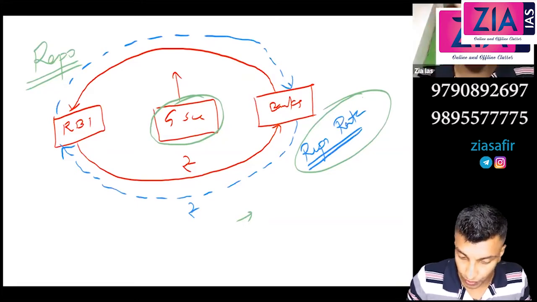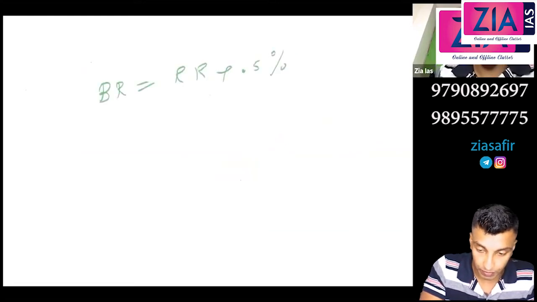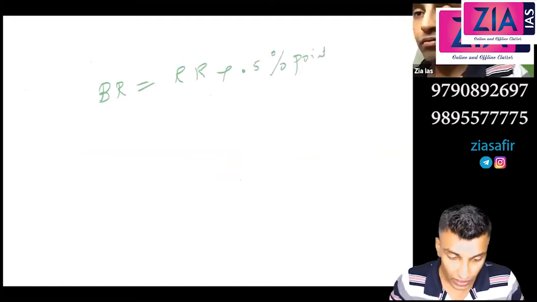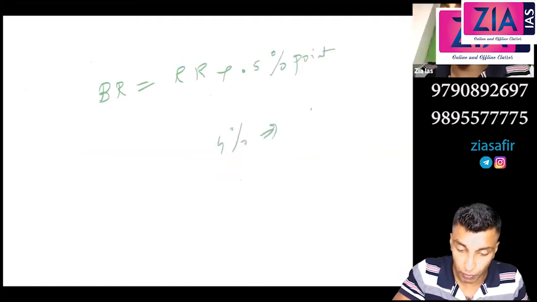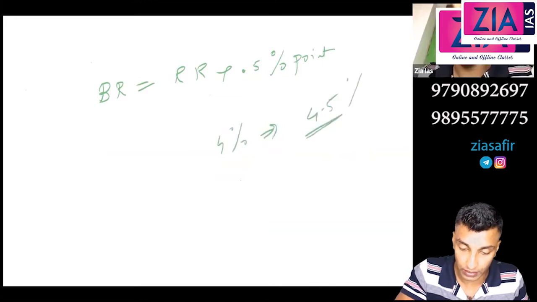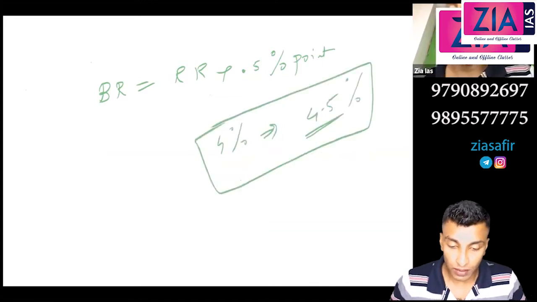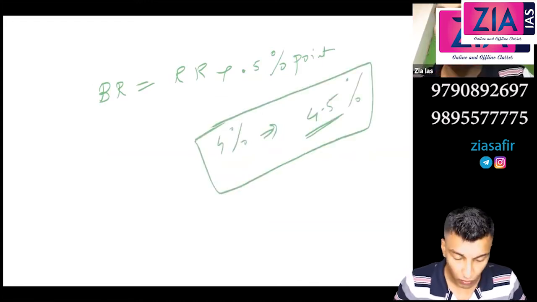So repo rate will be fixed. Let's say repo rate is fixed. What is the bank rate? Bank rate will be higher than that. So you can say bank rate is equal to repo rate plus 0.5 percentage point. So if it is 4% repo rate, what will be the bank rate? 4.5%, like this. Is this clear?